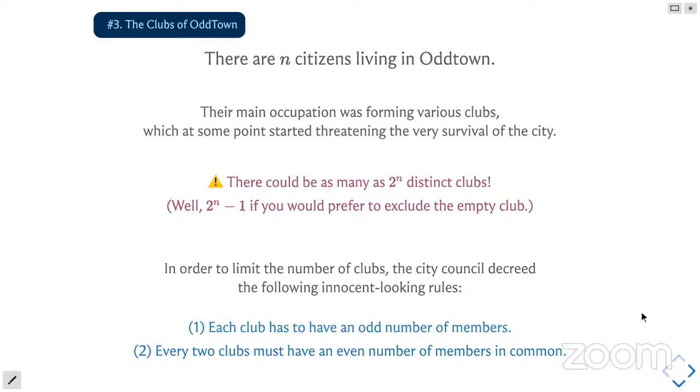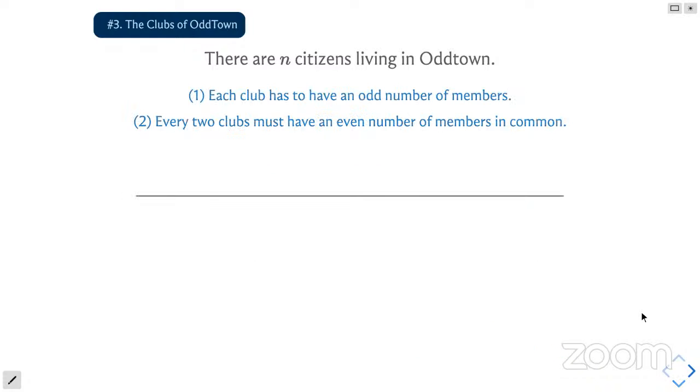So these are the rules now. You have to form a collection of sets which all have odd size and pairwise even intersections. Now, can you think of examples where you still have lots and lots of clubs, even though you conform to both of these rules? Notice that in the examples that we had before, when we had lots of clubs, we were respecting one of the rules and violating the other one.